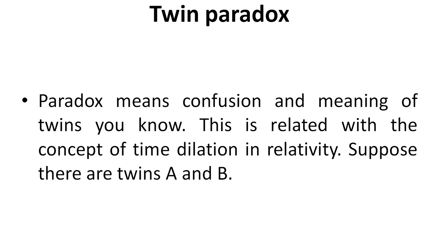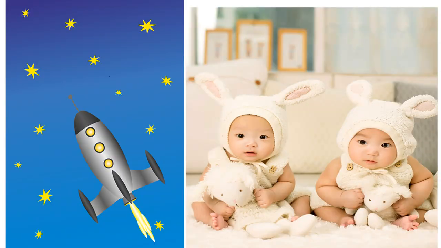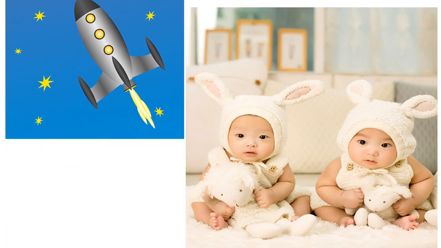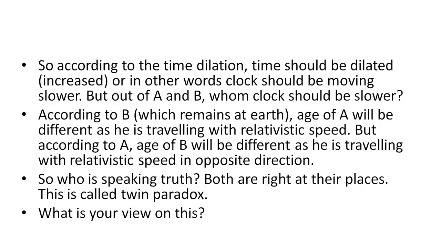Another example is the twin paradox. Paradox means confusion, and twins, you know better. Now this is related to the concept of time dilation and relativity. Suppose there are twins A and B, and after birth one of the twins is moved to space with the help of a rocket. So time should be dilated, or in other words the clock should be moving slower. The rocket is moving with a speed comparable to the speed of light.